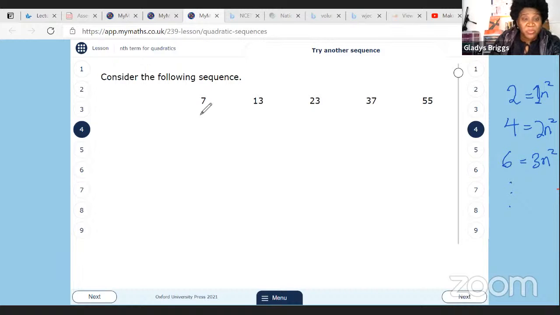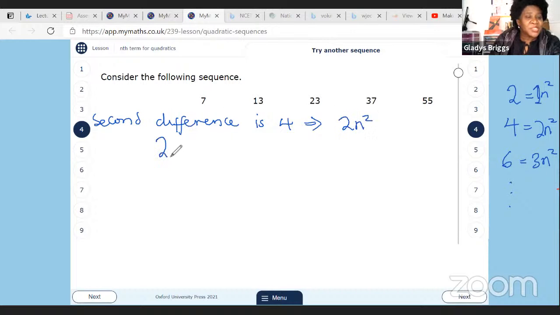So we know that the second difference is 4 rather, so it must be 2n squared, yeah? So we're going to write our 2n squared, not 1n squared anymore, now it's 2n squared. So 1 squared is 1, but 2 times 1 squared is 2, yeah?